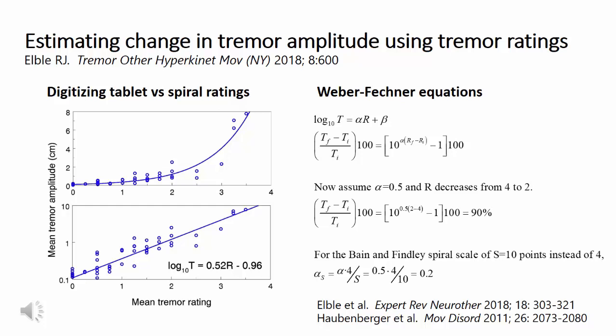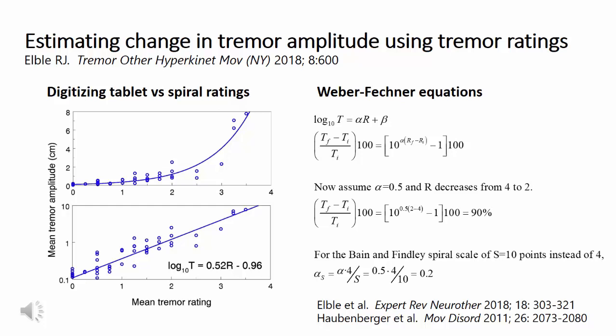The Weber-Fechner relationship between tremor amplitude T and clinical rating R is shown on the right. For a 0 to 4 rating, various investigators have computed a slope alpha ranging from 0.4 to 0.6 and a y-intercept beta ranging from -1 to -3. From this equation, one can derive the equation for change in tremor amplitude as a function of change in tremor ratings.